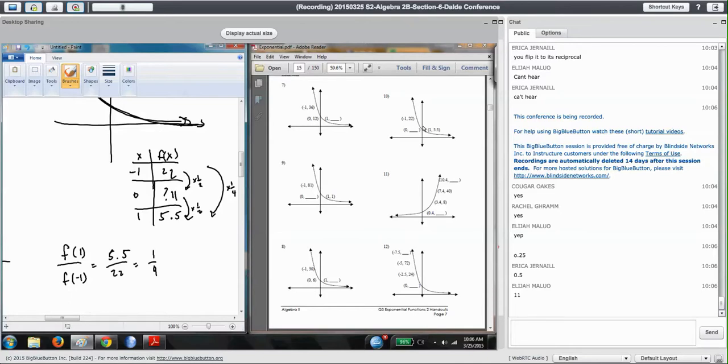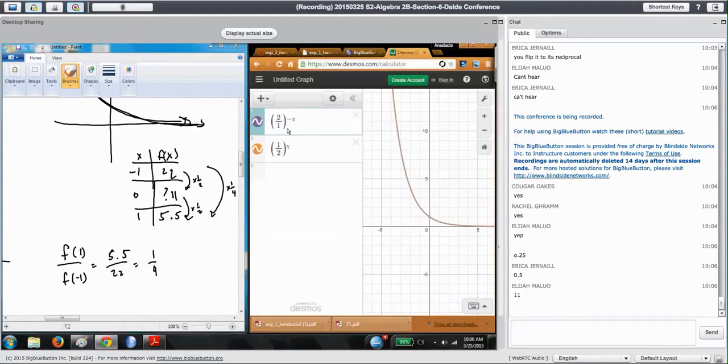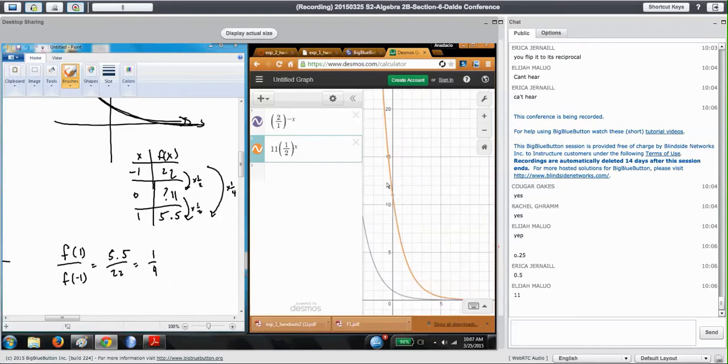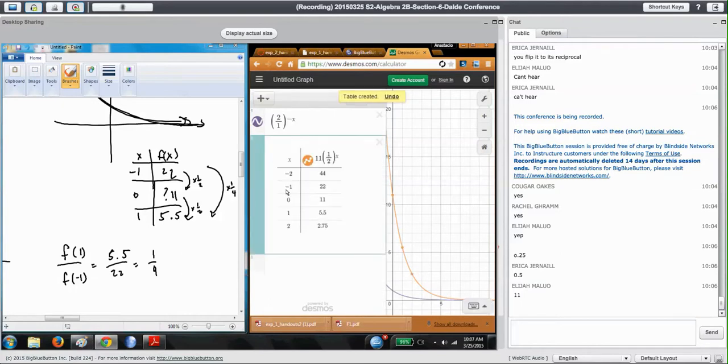I can also tell you that if I were to graph this on Desmos, I would tell Desmos, okay, Desmos, I want you to graph, actually, let's see. Yeah. Actually, this is what my graph is. If I were to make this into a table, let's see what it does. Negative 1, 22, 0, 11, 1, 5.5, 2, 2.75, negative 2, 44. Okay, cool. So I actually made their graph right here.